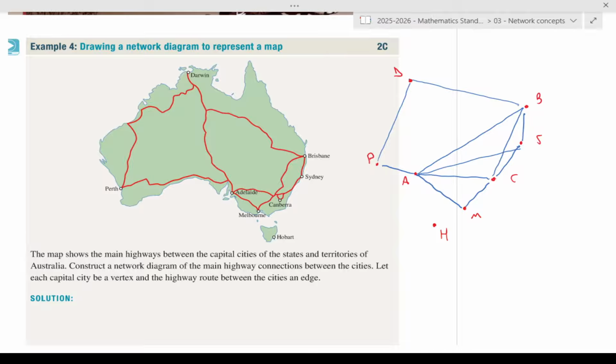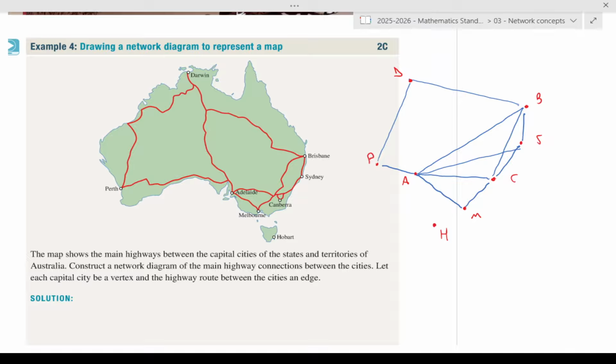So this is a bit of a weird one. Can I get from Sydney to Darwin without going through another city? If I went down this way, I could then come up this way, but then I go through Brisbane. If I went this way and over here, then I'm going through Adelaide. So is there a route where I can get from Sydney to Darwin without going through another capital city? And my answer is no, there's not.